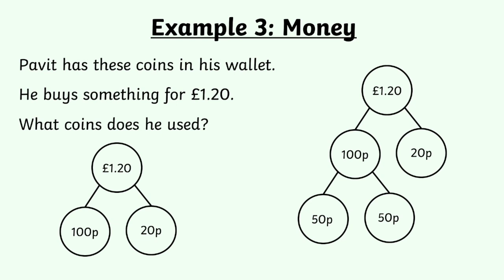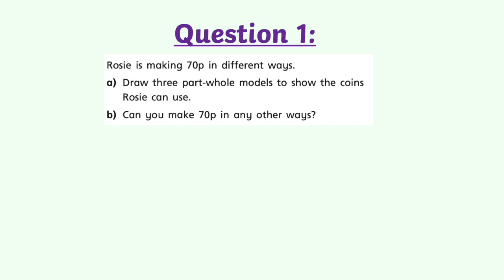Okay, time for you to have a go at some problems now. So we'll do exactly the same as we did yesterday. I'll put up the problem, read it through, and then you can have a go, and then we'll check it. So first question. Rosie is making 70p in different ways. Draw 3 part-whole models to show the coins Rosie can use. And then part B, can you make 70p in any other ways?